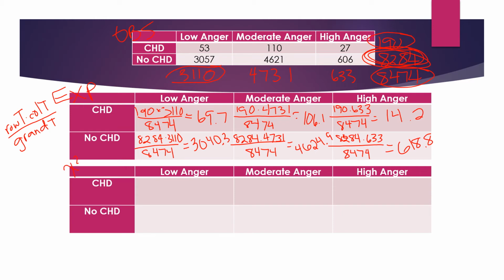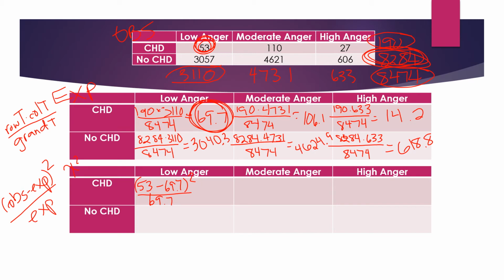All right, now for the chi-squared formula. So remember chi-squared: you do observed minus expected, squared, over expected. We have our observed values, we have our expected values. Now we're going to go through and use this formula. I'm going to write the formula first and then go back and fill in the math. So here we observed 53 people, but we expected to have 69.7 people, squared over 69.7. In the second one, we observed 110 people, but we expected to have 106.1, squared over 106.1.